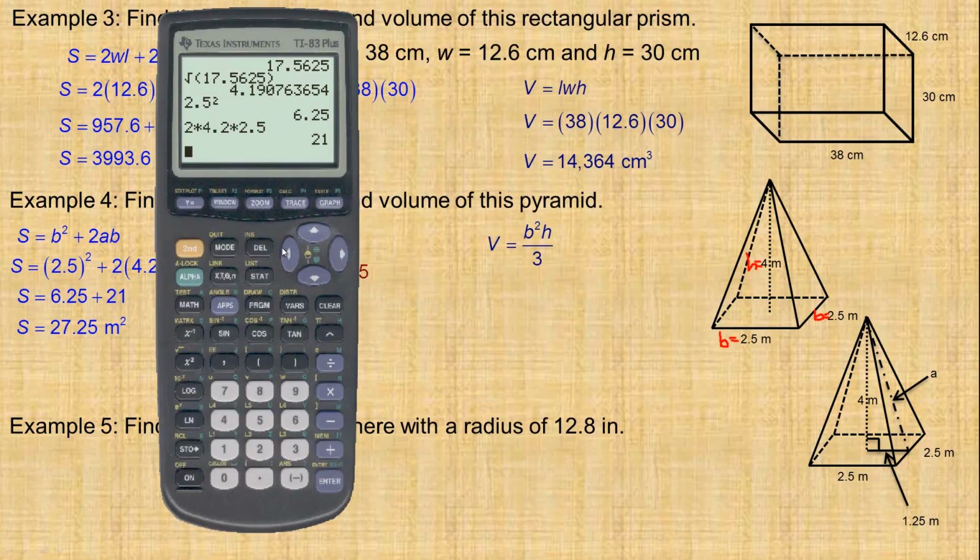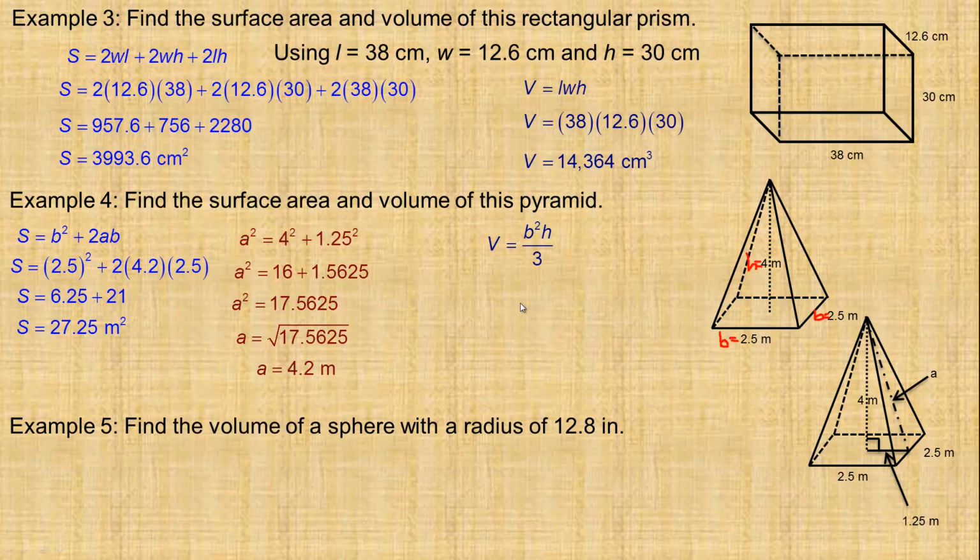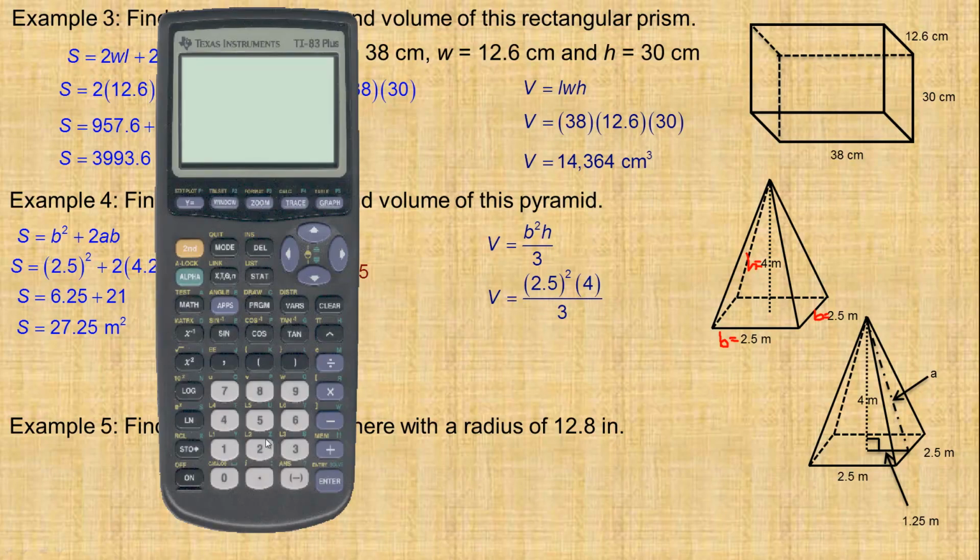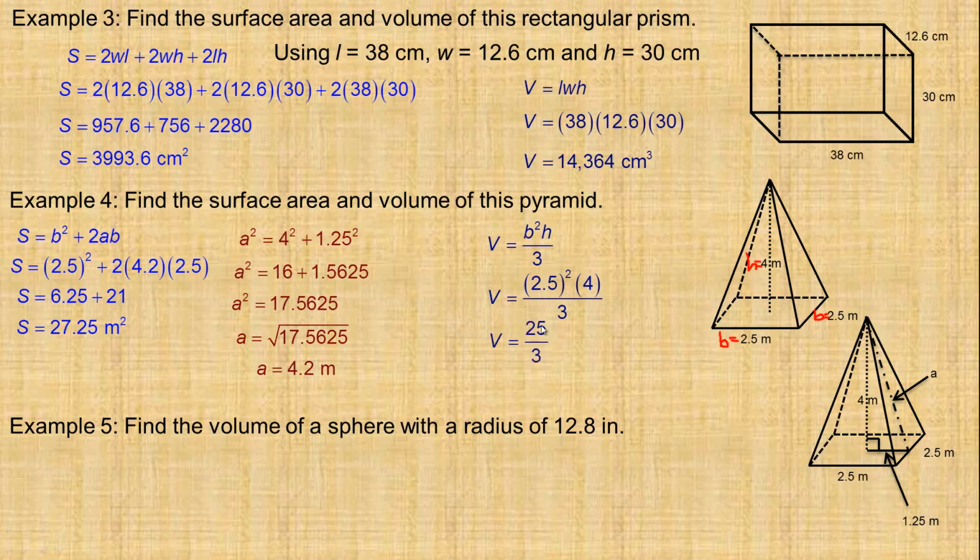So filling in the values here, I'll maybe do that first. b is 2.5, and the height we were told is 4 meters. So we will go 2.5 squared times the 4. So it's going to be 25 on the top, and then we're going to divide that by 3. So 25 divided by 3, and the final answer is about 8.3. We get 8.3 meters cubed for the units, because these are all in meters.